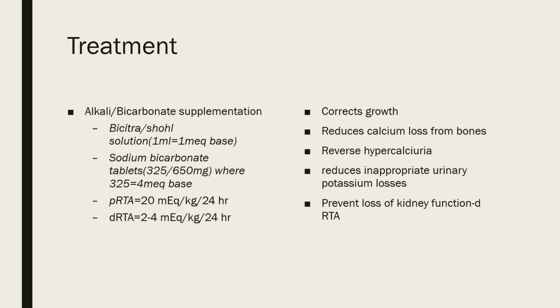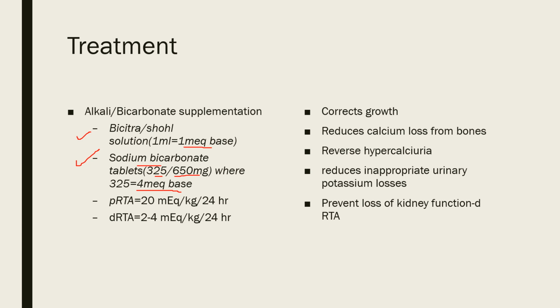How do you treat? Of course, you are going to treat with bicarbonate or alkali supplementation. It can be given as a solution or it can be given as a tablet. Bicitra or Shohl's solution generally have 1 ml equal to 1 milliequivalent base concentration. They generally contain citrate, which is easily convertible to bicarbonate. Sodium bicarbonate tablets, which are cheaper, are available as 325 and 650 mg, where 325 mg means 4 milliequivalents base. To be very exact, it is around 3.8, but 4 milliequivalents for ease of calculation.